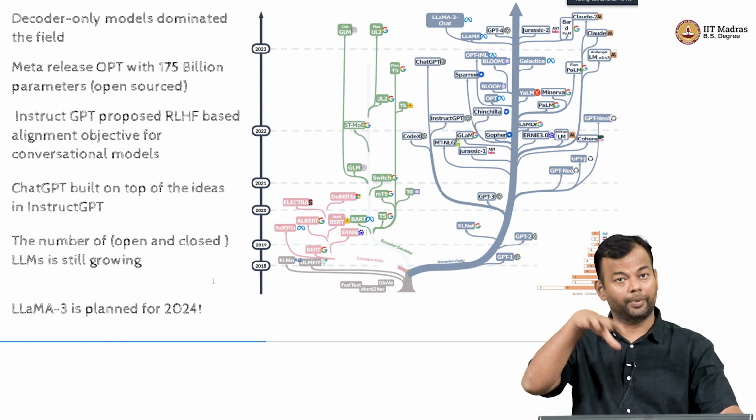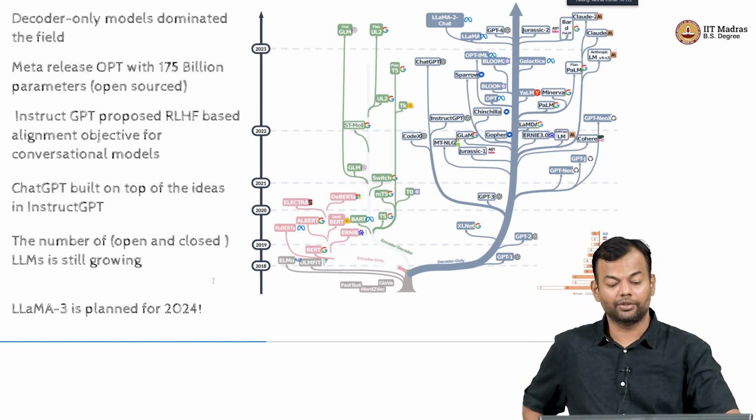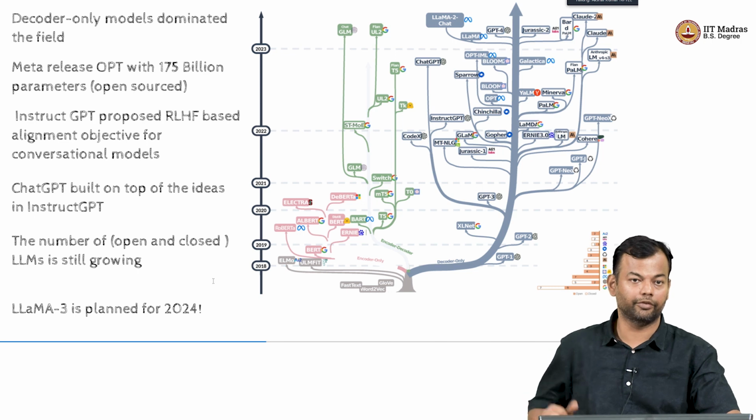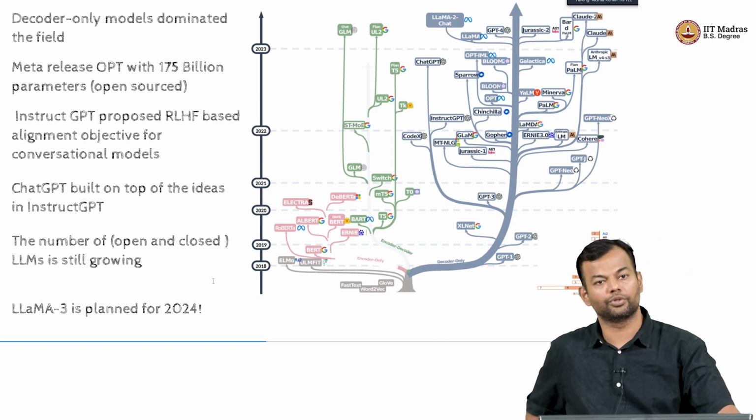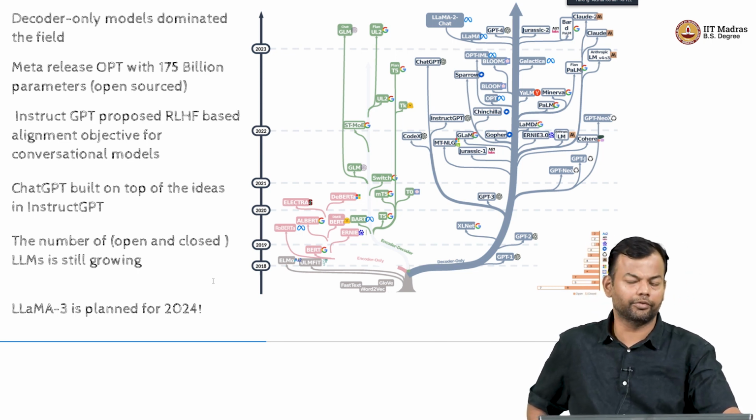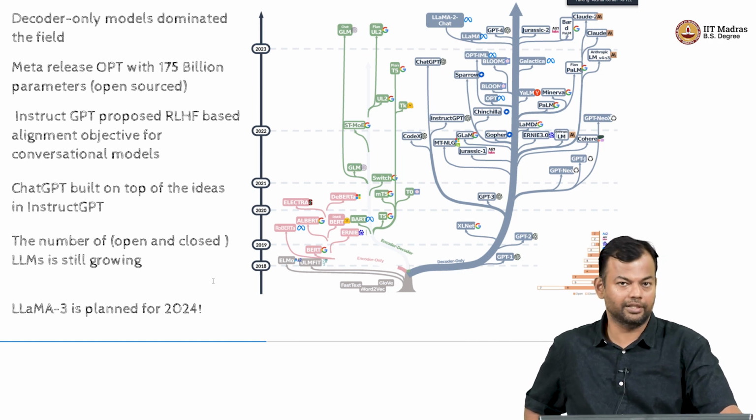Okay, now Llama 2 has come up, right? So this is post 2023. So yeah, this number is still growing, right? And Llama 3 is rumored to be planned for 2024. Gemma, which is the open source model from Google, came out a couple of weeks back, right? So it is really progressing, right?